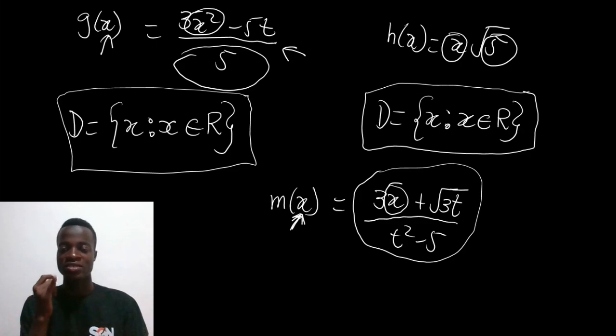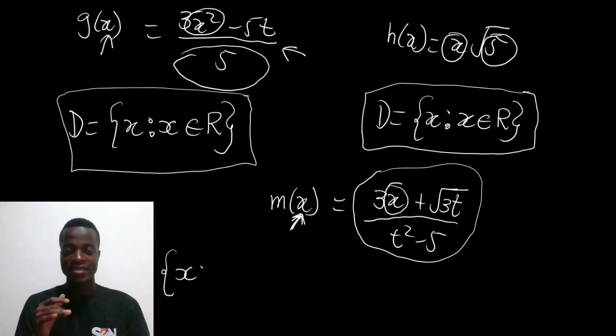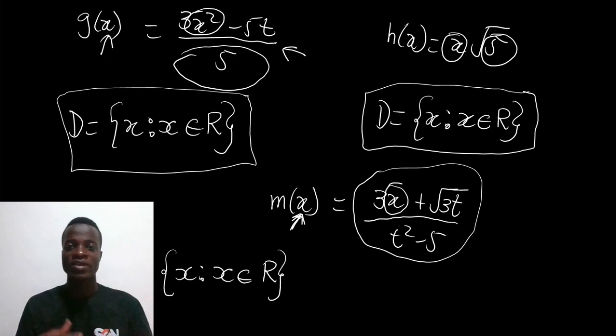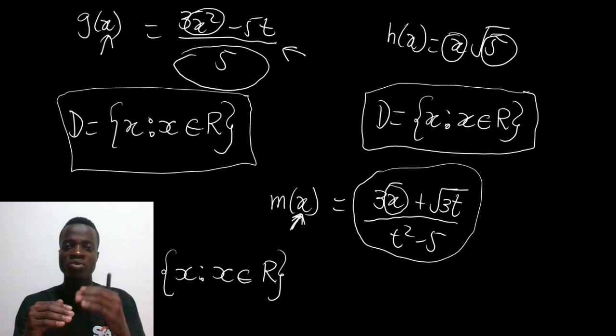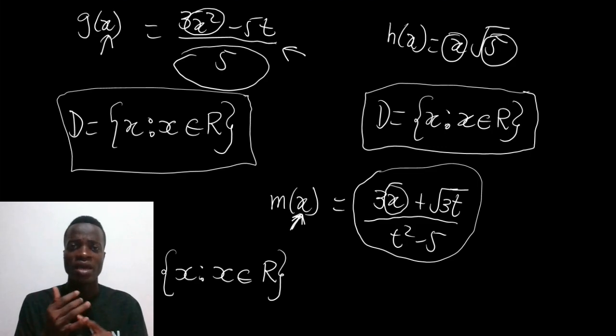It is not found in the denominator, and it is not found under the square root. If it's not found like that, we just say the domain is equal to the set x is such that x is a member of all real numbers. Technically, in our classification, functions that are just polynomial or just straight, where the input variable is not under a square root or in a denominator, you are safe. So we just stop there: x is such that x is a member of all real numbers.